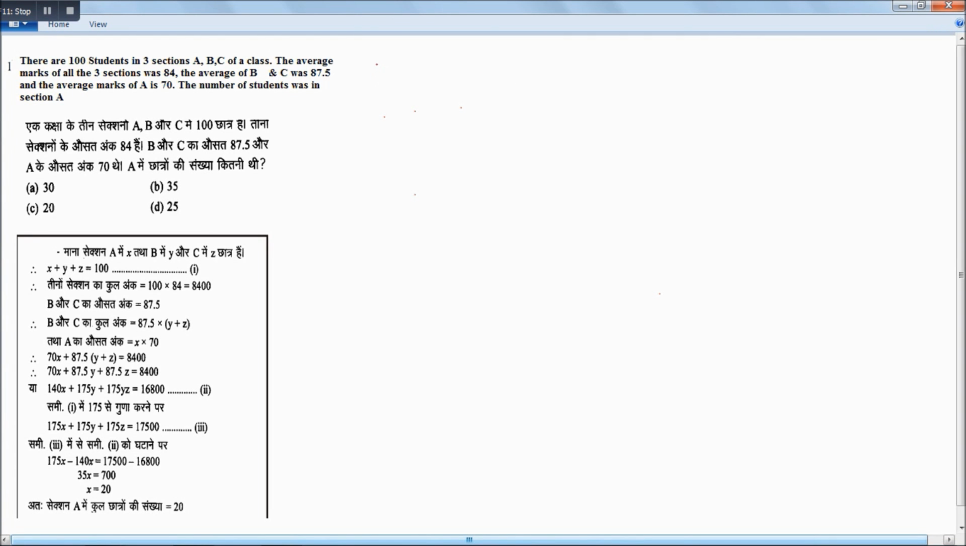So students, now the question number first, and this question belongs to the average. And students, all the questions of average we can solve by one method, that is the alligation method. In the alligation method, the whole is divided between two parts.